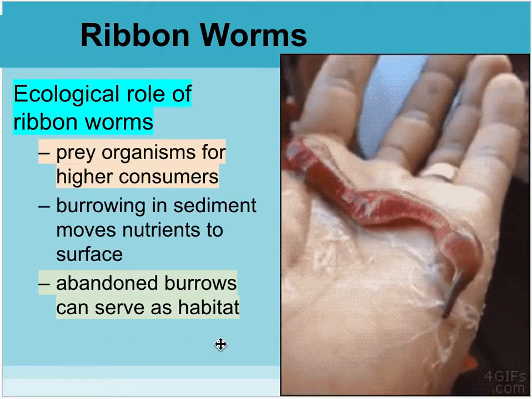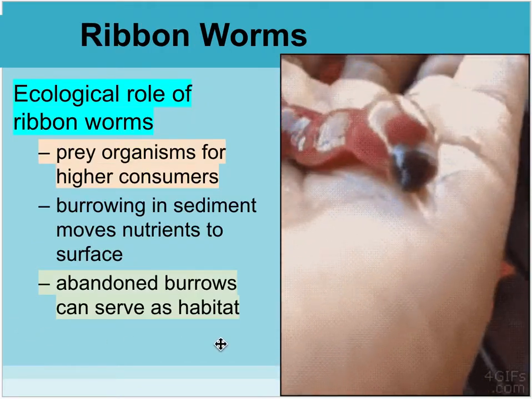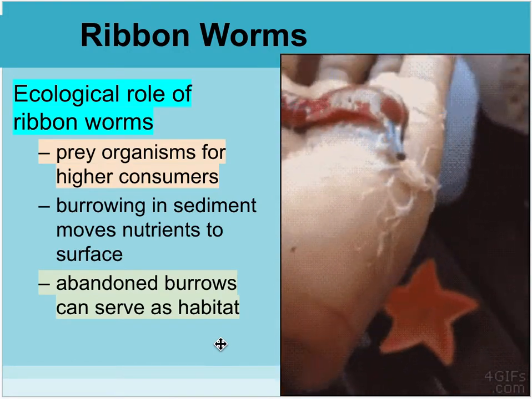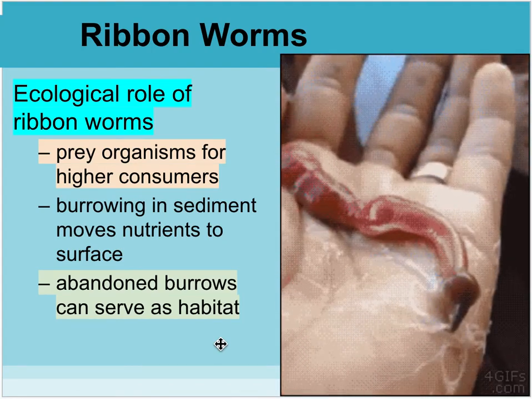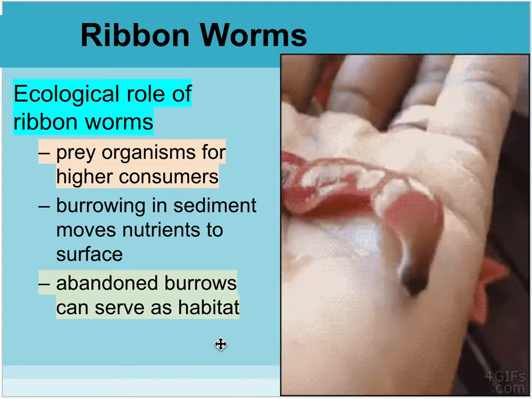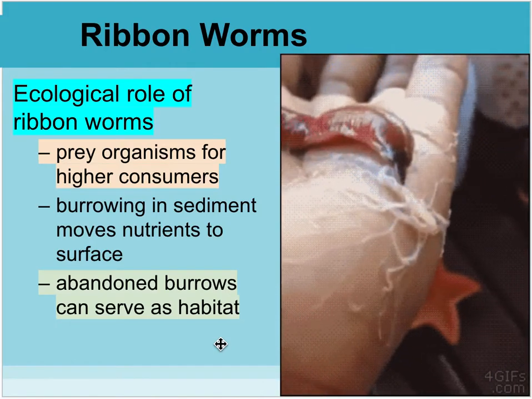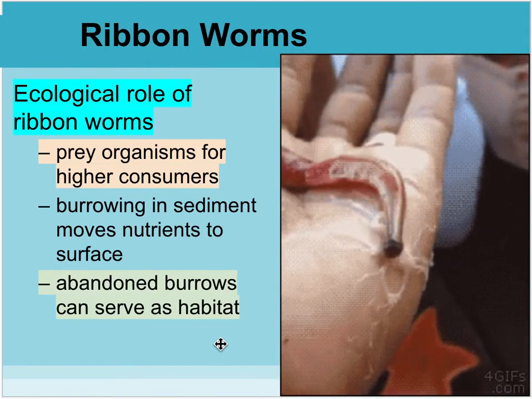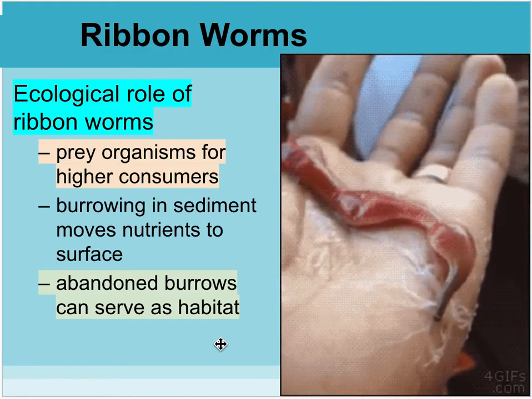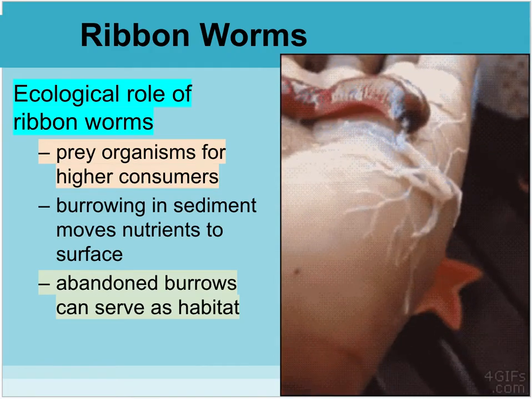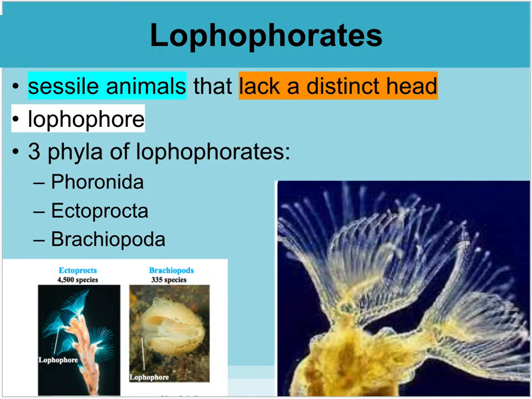This looks like it would be fake right here, but it's totally not. This is a ribbon worm throwing out its proboscis, which is effectively used like a web to capture prey. It's a thing of my nightmares. So they can be important in the ecosystem because they make burrows, they cycle nutrients, and their abandoned burrows can serve as habitat and things like that.